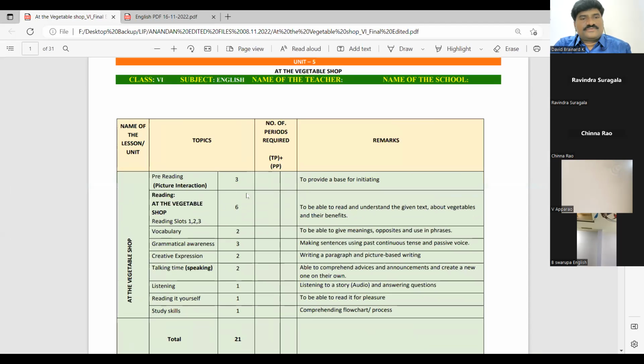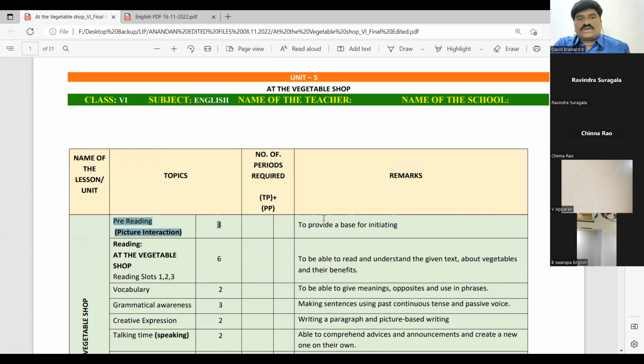In this lesson plan, we have these topics, totally 21 periods. Here we don't show the number of periods as TP and PP, because all I do parts will be the teaching periods, and the we do and you do parts are the practice periods. In this pre-reading part, there are three periods totally. One is the teaching part, that is the teacher's part, the I do. So one teaching period, and then we do and you do will be the practice periods. Please make note of this.